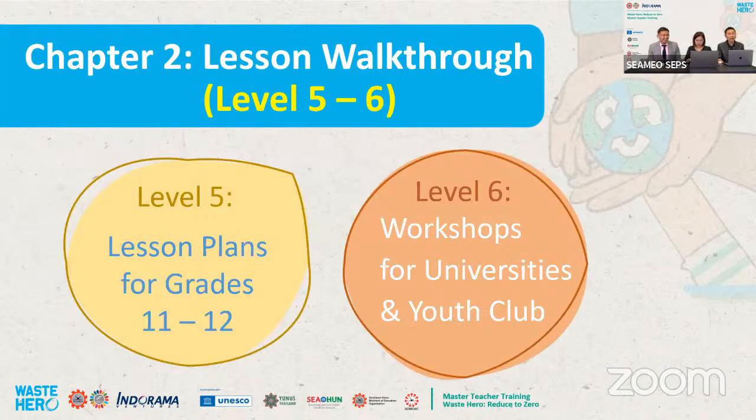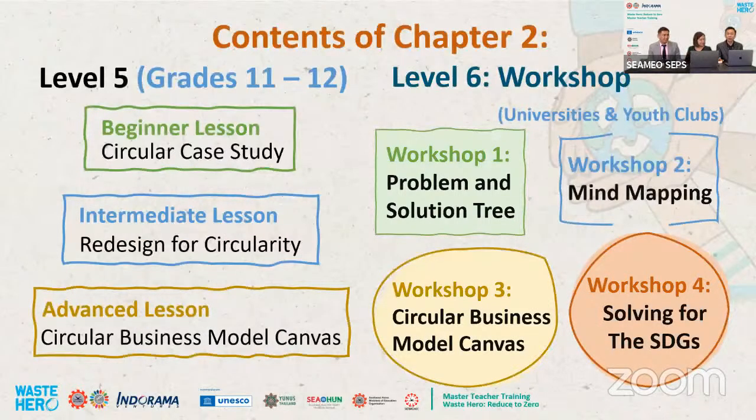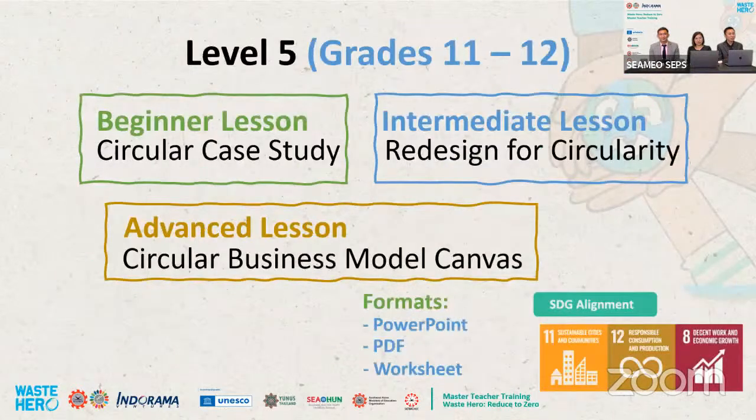Level 5 includes 3 lessons for grades 11 to 12, from beginner to advanced students. Level 6 includes 4 workshops for university and also youth clubs, and you can also adapt them to your school class or school clubs. For each activity, you may encourage your students to work individually or in groups. What I'm going to emphasize for level 5 is the production activity of each lesson that is different or enhanced from level 4. So let's get this party started.